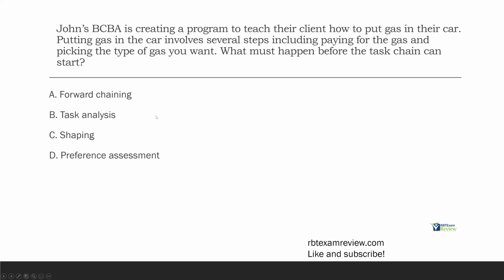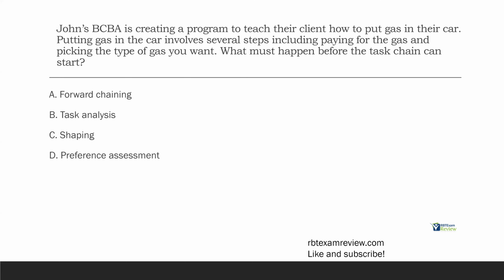Before we can actually implement our task chain, before we can forward chain, before we can backward chain, before we can teach any steps in the chain, what do we need? Well, we need an actual chain, right? We need the chain first before we can teach the chain. John's BCBA understands that to put gas in the car, we're going to need to pay for the gas. We need to get to the pump. We need to pick the type of gas.